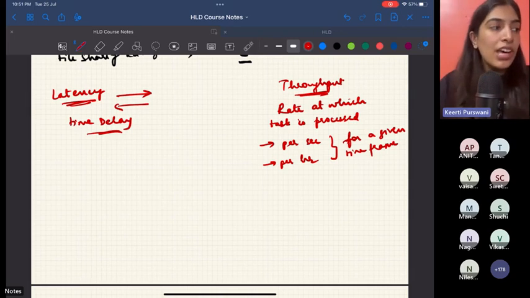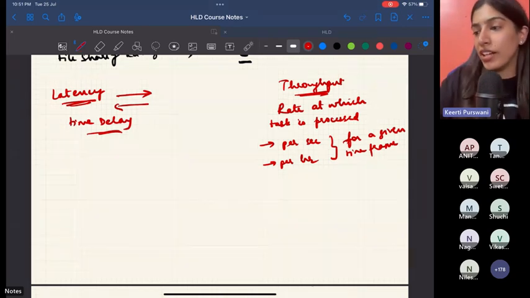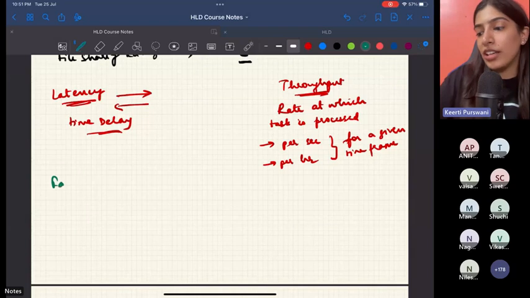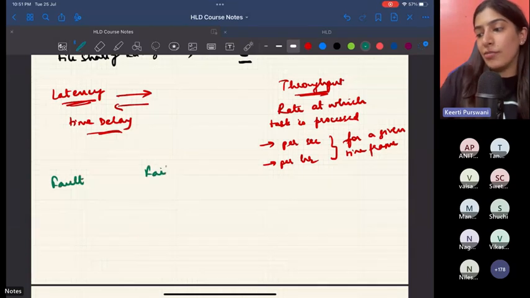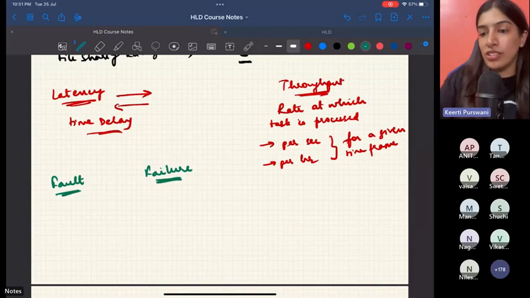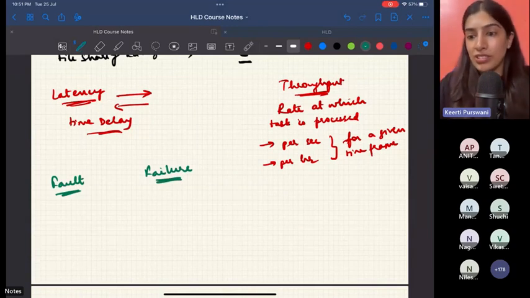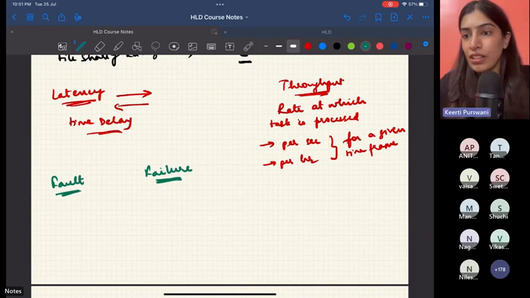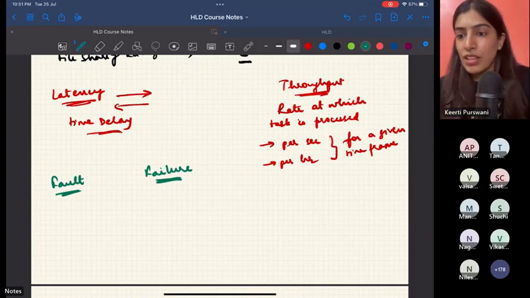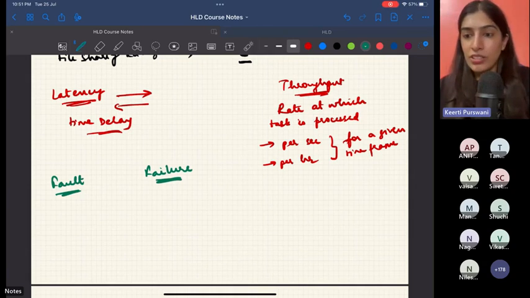Okay. Another word that you should know about: fault and failure. Can someone tell me what is fault and failure and what is the difference between them? And in distributed systems also. Can you tell me fault and failure, guys? Fault is one component down. Fault is wrong data. I'm just reading through the comments right now. Fault is when we have unexpected results.